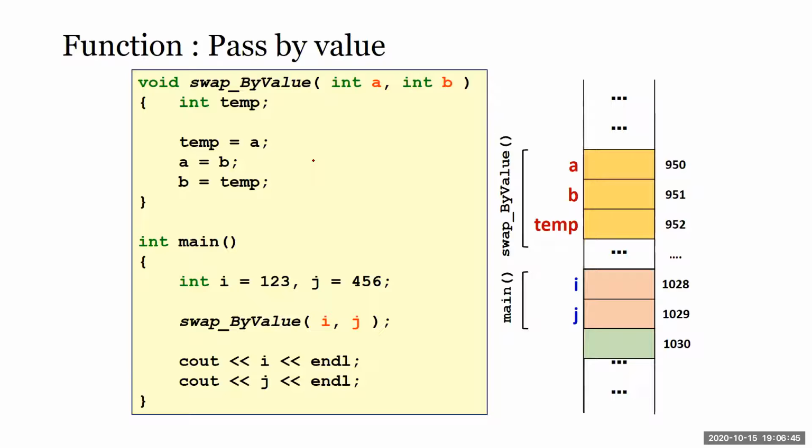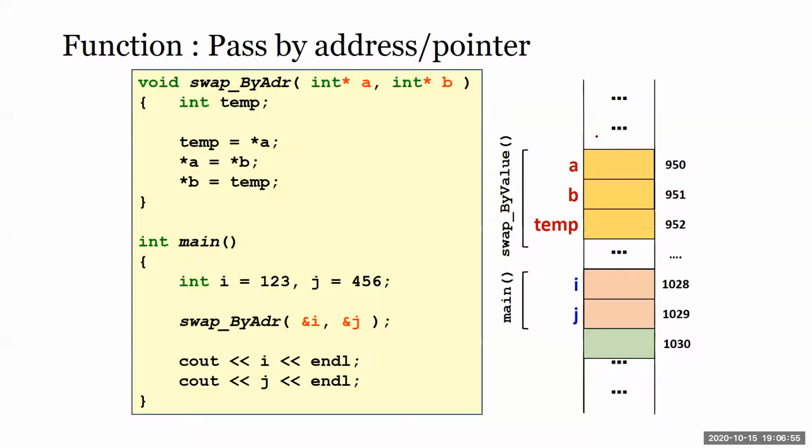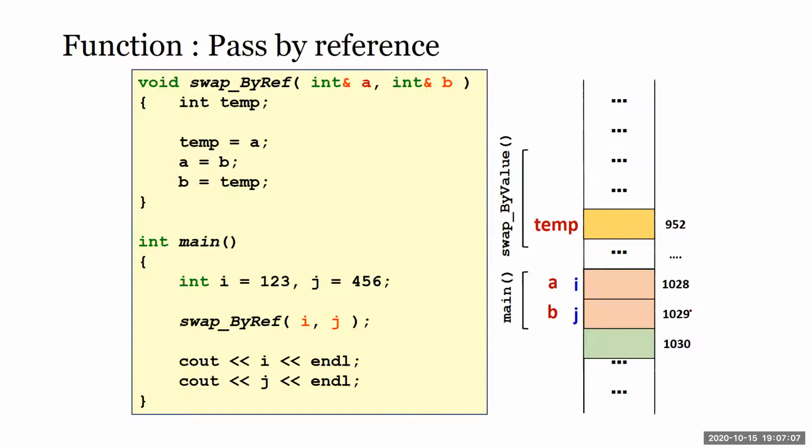So when you pass by value, like this, what happens is that we already mentioned, right? The value here will be copied into the value here, right? That's passing by value. If you pass by address or pointer, this thing will be a pointer to this thing. Okay, you pass a reference. Reference also works like a pointer.